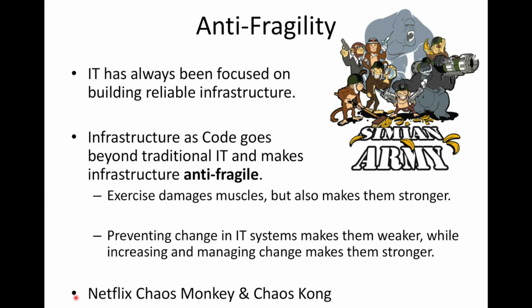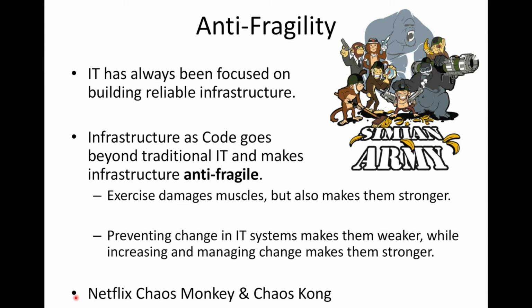So with infrastructure as code, we can now begin to make our platform anti-fragile, meaning that we can use infrastructure as code to purposefully make changes to our infrastructure and break it. And by breaking it and then fixing it over time, we are actually exercising that infrastructure and ultimately making it stronger, more robust, more reliable, more fault tolerant.